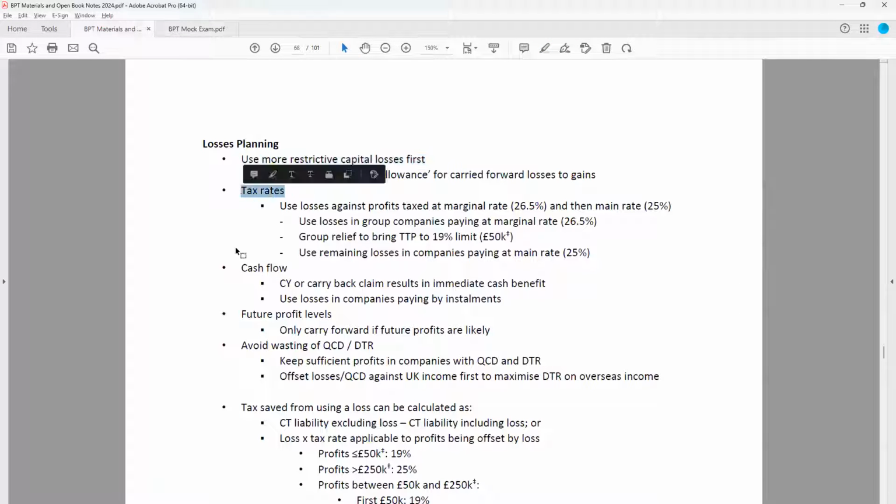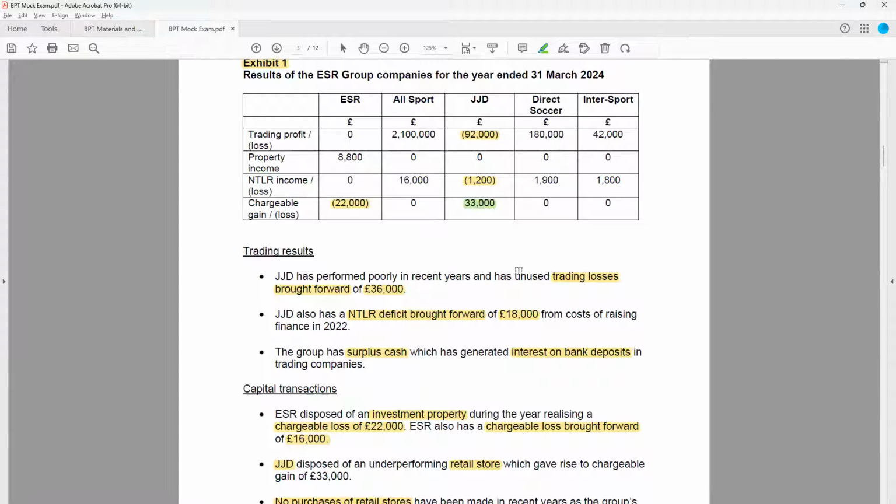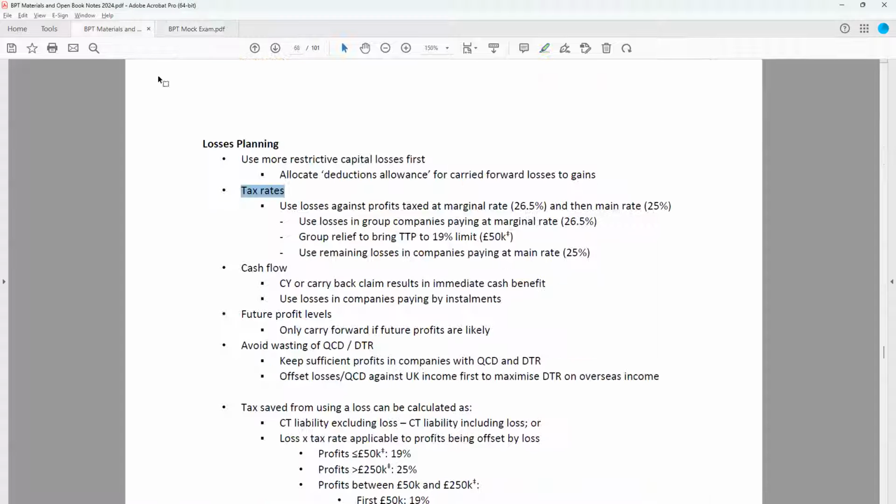And then we would need to think about how we would use the trading loss. There are different things we could think about here, but a very important consideration is the tax rates that the companies are paying at. So we're also going to need to think quite carefully about that. We'll also think about cash flow, because some of the companies may be paying by installments and others not. And we can also think that a current year or carry back claim is better than a carry forward claim.